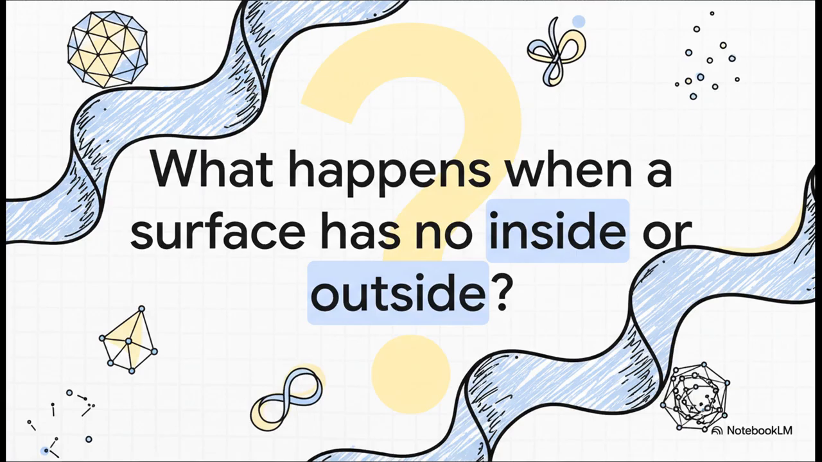So we figured out how to create this amazing digital skin for objects, solving the whole ambiguity problem. But that leads to a whole new, mind-bending question. What happens when that skin has no inside or outside? What happens when our digital object is impossible? Well, that's a puzzle for another time.